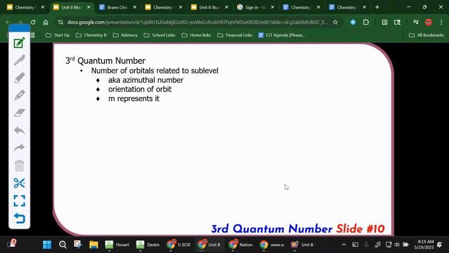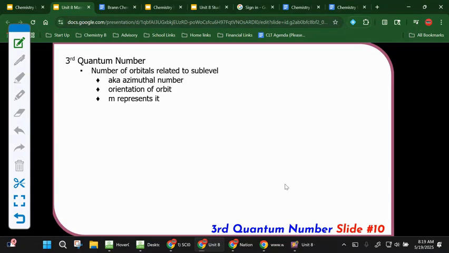This is a mathematical model. Okay? Meaning, ladies and gentlemen, we could pick any energy level we want. The 11th energy level. When you pick the 11th energy level, even though it does not exist, because we only need 7 on our current periodic table, we could still tell you how many sublevels there are.